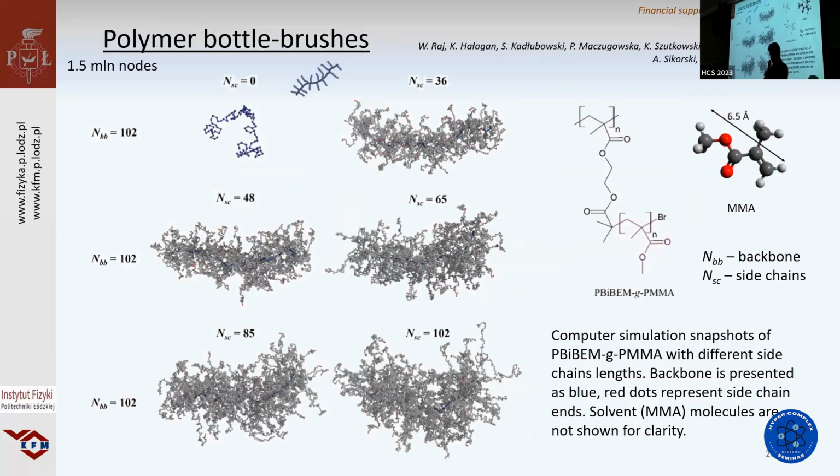Bottlebrush shapes. The influence of the length of side chains on how the dynamics of such a brush changes was analyzed. The result was then compared with the experiment: MMA, methyl methacrylate, and poly-MMA in a monomer medium.